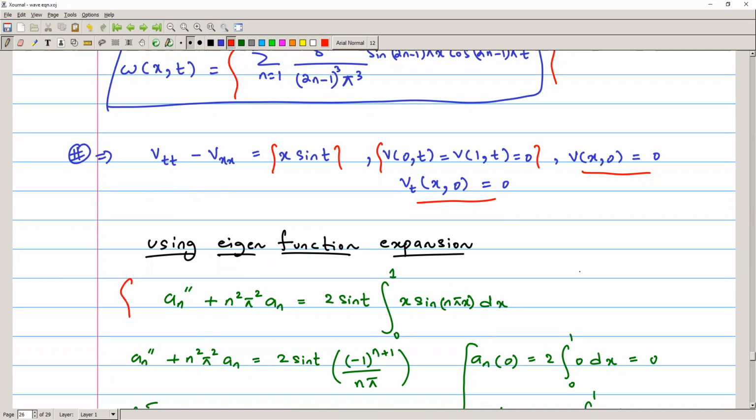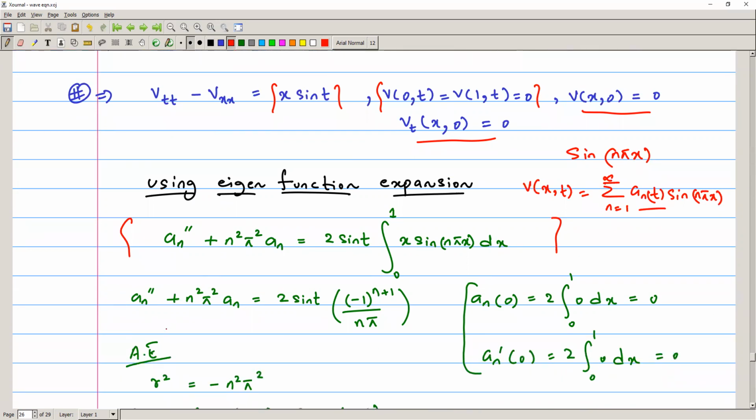So we can expand the eigenfunction for this problem. For these boundary conditions the eigenfunction will be sine n pi x. So the solution v(x,t) can be written as the summation n equals 1 to infinity of a_n(t) times the eigenfunction sine n pi x. So we have to formulate a_n(t) in this problem.